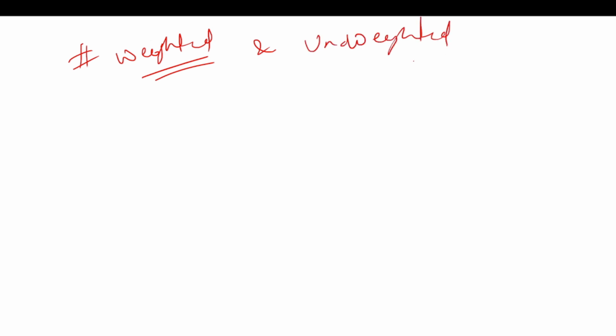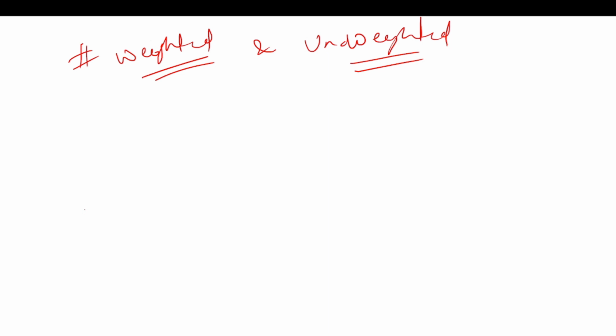Now let's suppose one more, the weighted graph. What is a weighted graph? Weighted and unweighted. Okay, so a weighted graph is one that has a weight associated with each of its edges.